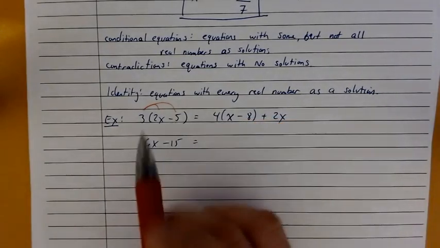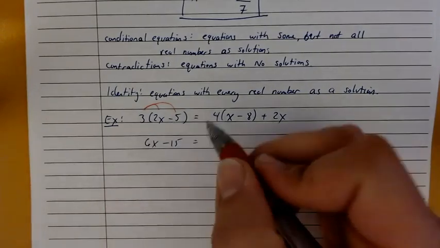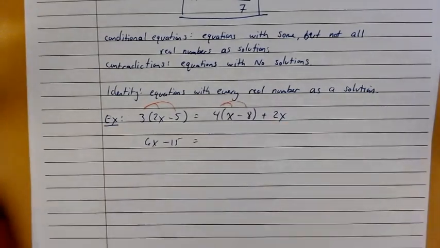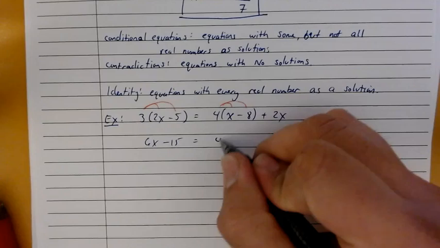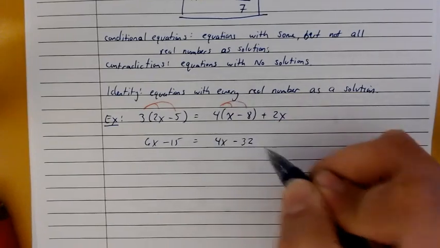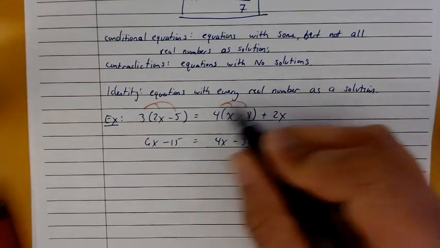And then combine like terms, which here there are no like terms, so we'll just leave it alone. Okay. Now over here, we're going to distribute. 4 times x is 4x. And 4 times negative 8 is negative 32. Oh, and then you have an extra plus 2x, which was not part of that distribution.